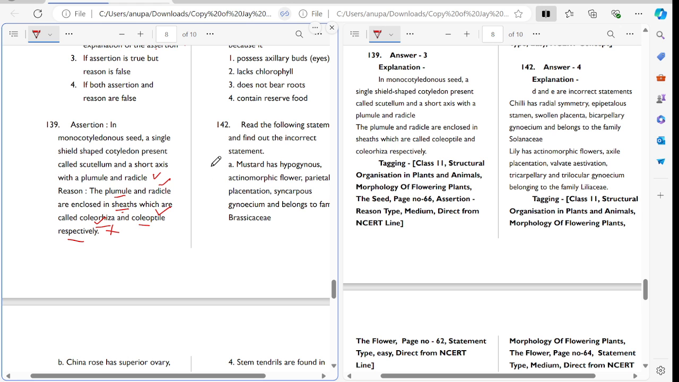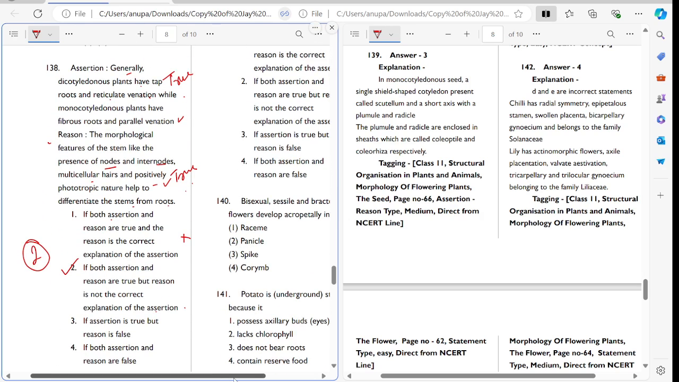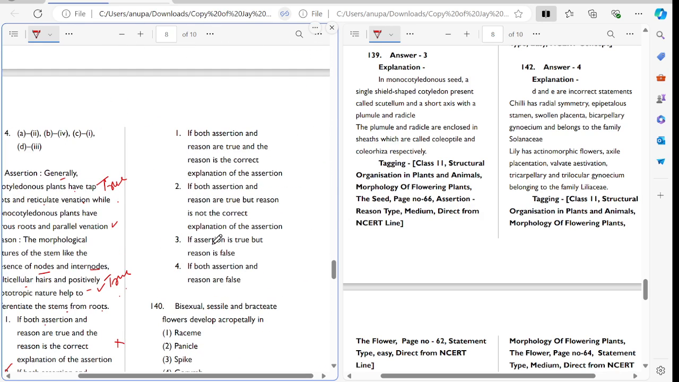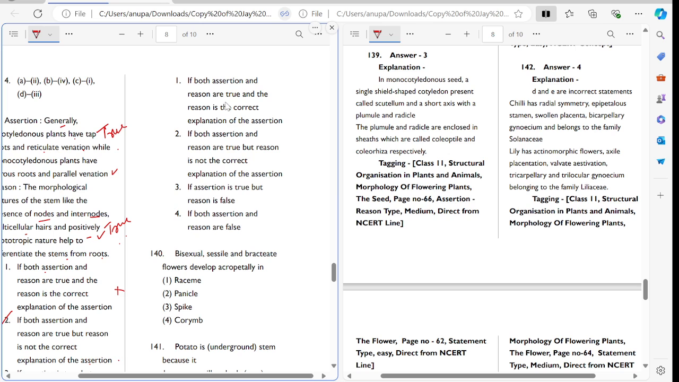So let's now check the options. The options are: option number 1, if both assertion and reason are true and the reason is the correct explanation of the assertion. This is wrong. Second option is if both assertion and reason are true but reason is not the correct explanation. Wrong, because reason is false. Third option is if assertion is true but reason is false. Yes, here the assertion is true but reason is false. So answer for this question will be option number 3.